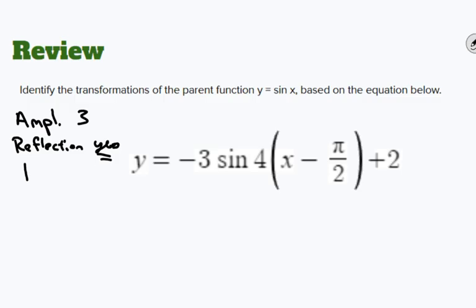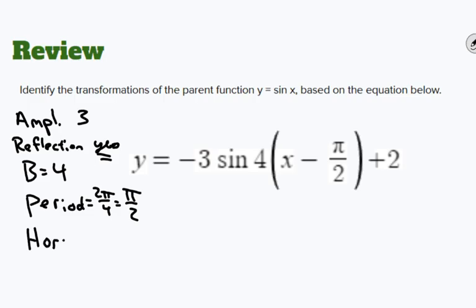B equals 4. What does that mean? That means the period changes from 2 pi to 2 pi over 4, which is pi over 2. That means it happens a lot faster, like 4 times faster. Instead of having one full cycle in 2 pi, now we have a cycle in pi over 2. It's happening a lot quicker. Our phase shift, which I'm going to call a horizontal shift because I think it's more descriptive, is going to be to the right pi over 2.